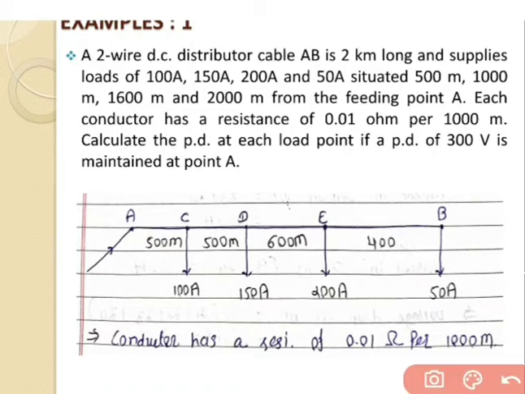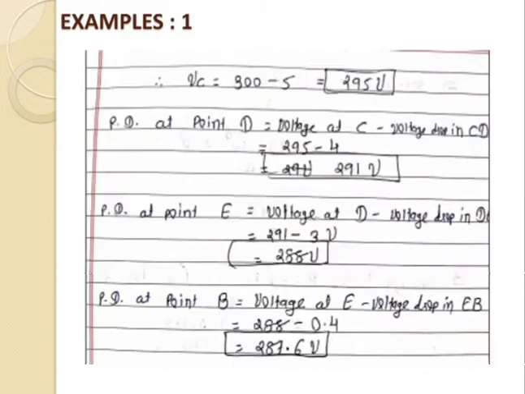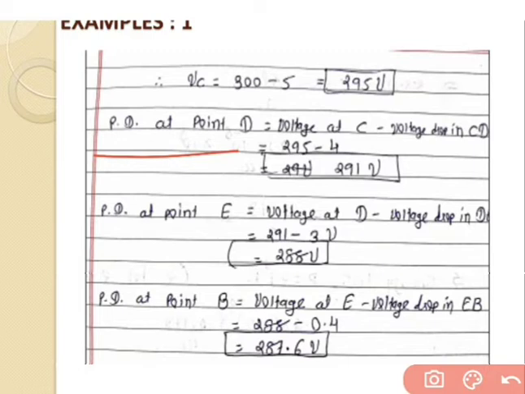In the same way, the next point is the D point. At that point we have to calculate the potential difference. Applying the equation, the potential difference at point D is equal to voltage at C minus voltage drop in the CD section. The voltage at C we calculated in the previous step is 295, minus the voltage drop in the CD section, which we already calculated, 294 volt. So we get the answer 291 volt.